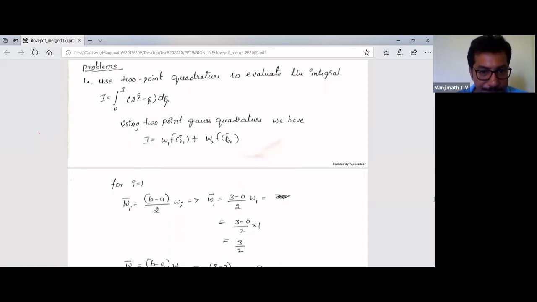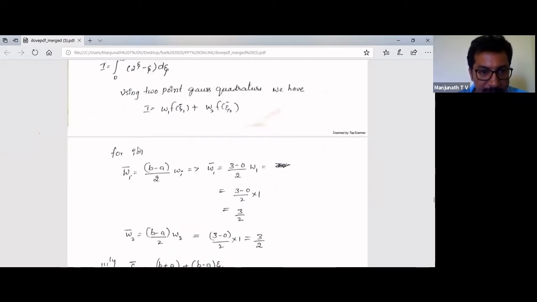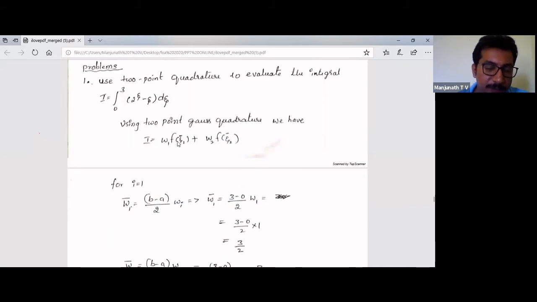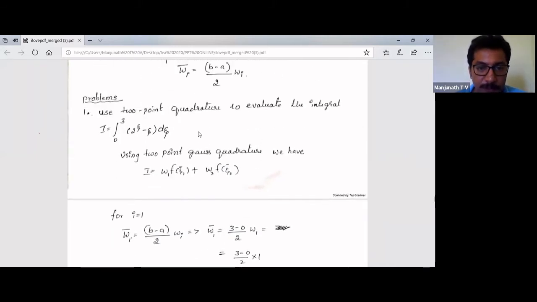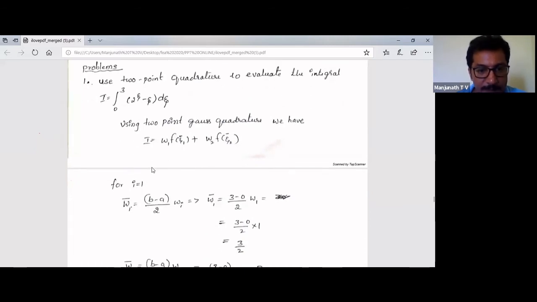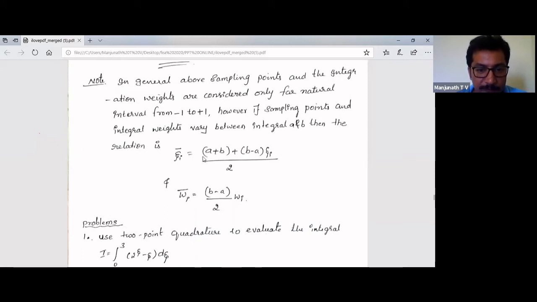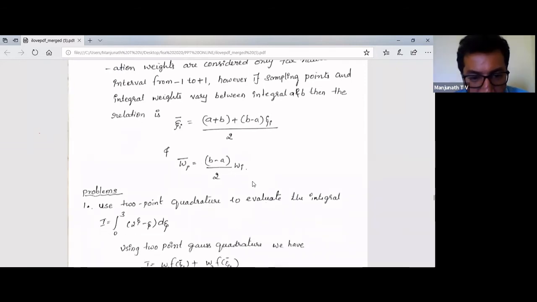plus W2 f of zeta 2 dash. Okay, then for I which is equal to 1, we need to calculate W1, W2 because it is 2 sampling points. Similarly, we have to calculate zeta 1, zeta 2. If it is a 1-point formula, only zeta 1 and W1 we are going to calculate by using these two formulas. If it is 2 points, we are going to calculate zeta 1, zeta 2, W1, W2. If it is a 3 sampling points formula, then we have to calculate zeta 1, zeta 2, zeta 3, and so on, based upon the number of sampling points we need to consider to calculate the integral I.